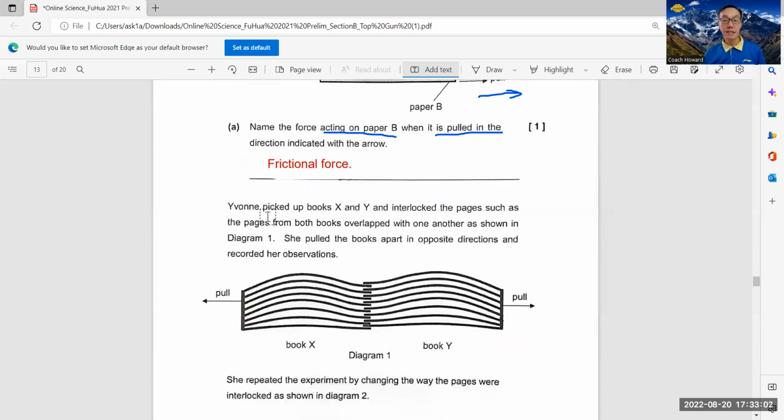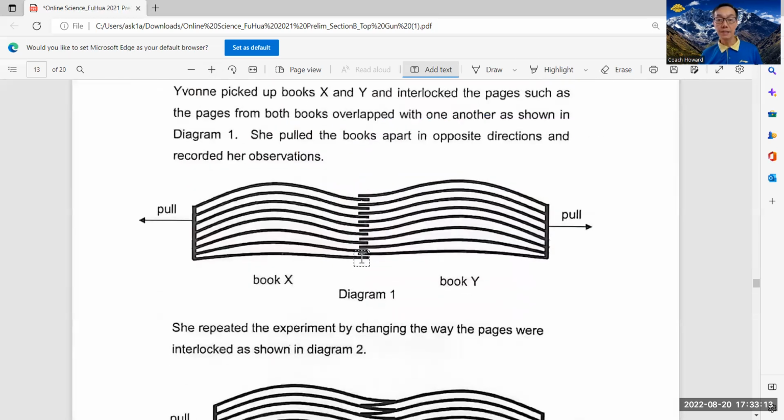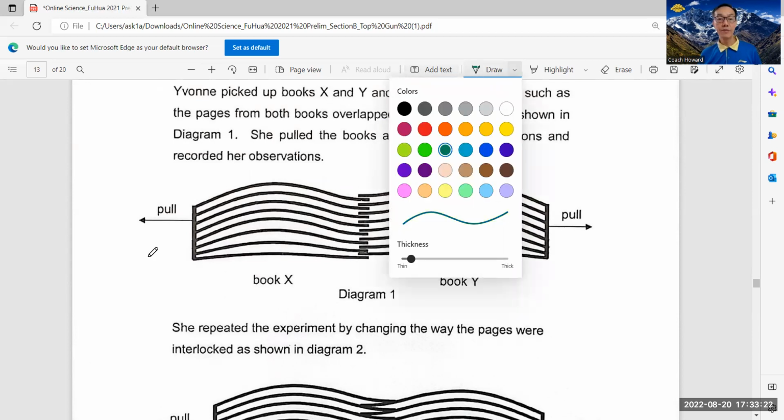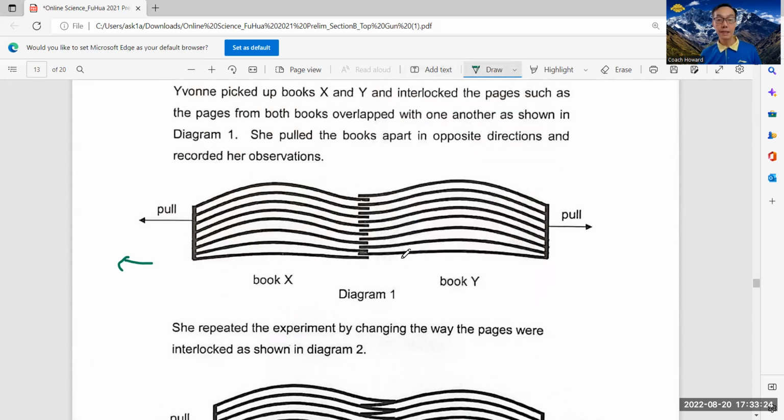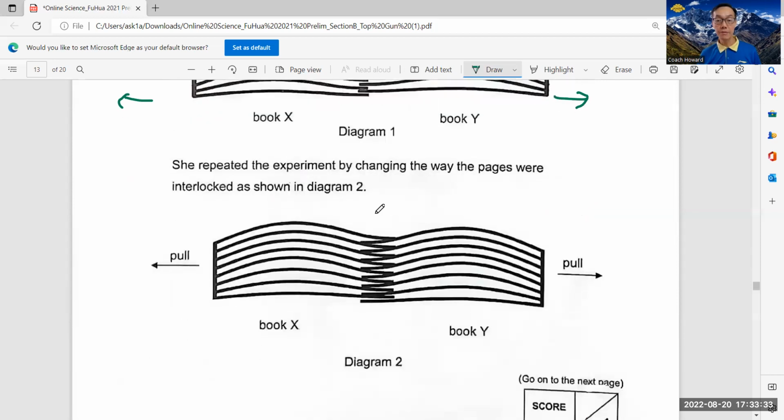Okay, next, Yvonne picked up books X and Y and interlocked them. She put them in this way. Interlocked, you can see clearly, right? So every other page touches each other, so they overlap. As shown, she pulled the books apart in opposite directions. So she applied this pulling force to the left side and to the right side. She repeated the experiment by changing the pages that were interlocked as shown in diagram 2.